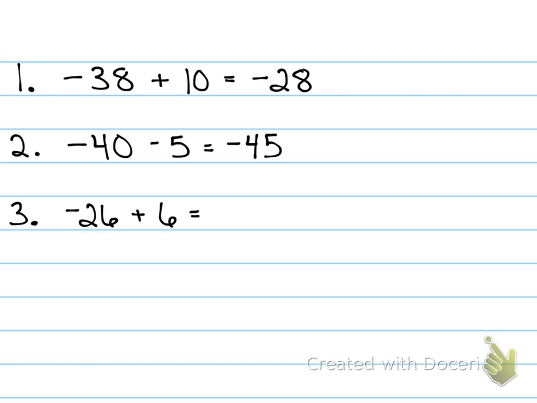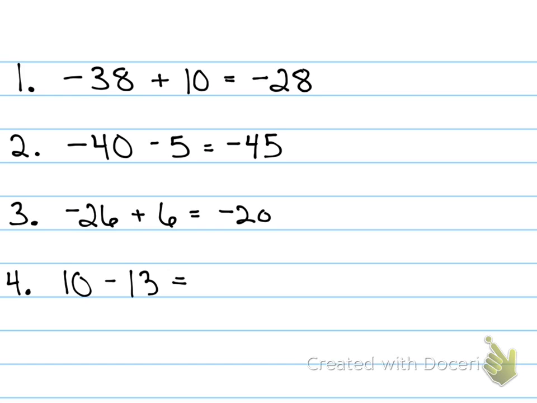Deja, what'd you get? Do you agree? Negative 20? Because I have same sign or different? Different sign, so I subtract my numbers and I take the sign of the greater absolute value, negative 20. All right, think about it on a number line. That helps too.